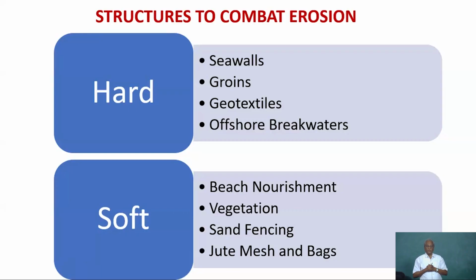Then you have the soft measures: beach nourishment, for which I will give an example. Vegetation, where I will also tell what we have done in the past in our department. Then sand fencing, and jute mesh and bags. There are so many things, particularly on the Kerala coast, where they have come out with many measures using jute bags.